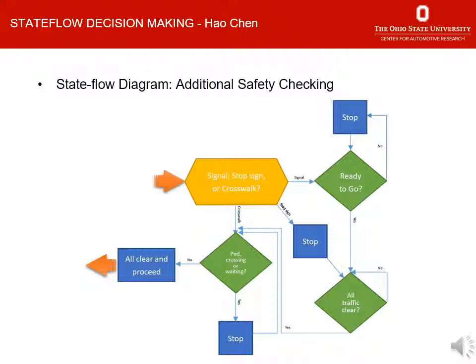Between these checkpoints, we have an additional state flow diagram for checking if the vehicle is facing a signal, stop sign, or crosswalk. Within the Easton Town Center area, the traffic will be super busy, and we need special checking to ensure the safety of the vehicle and the passengers.